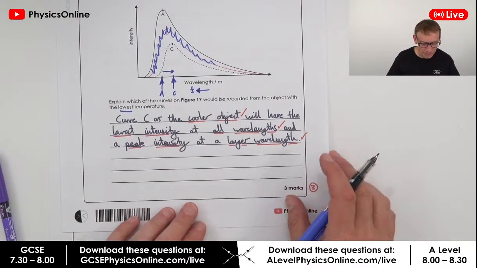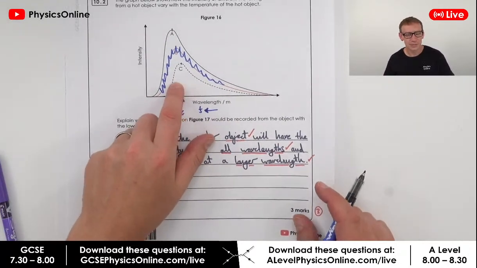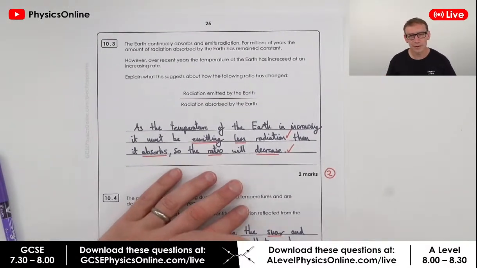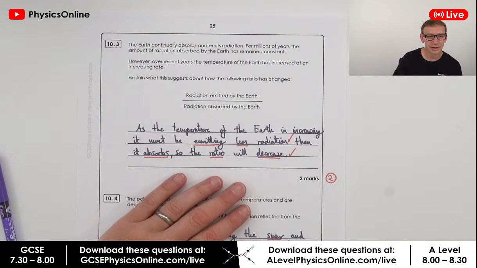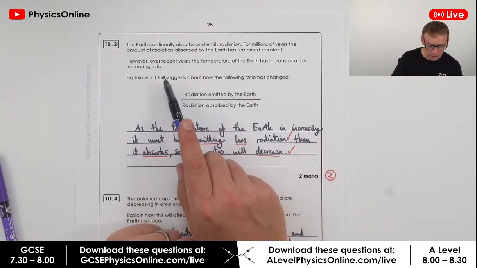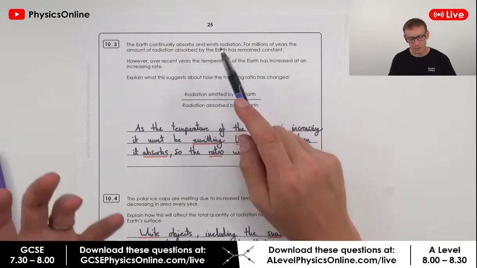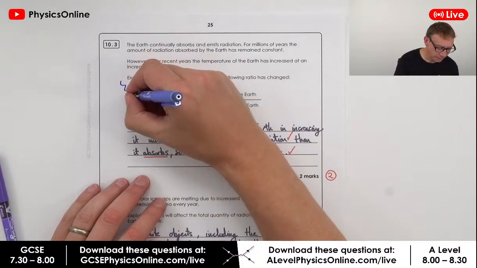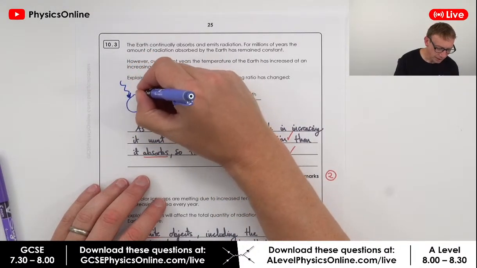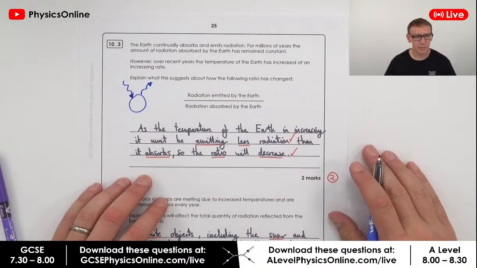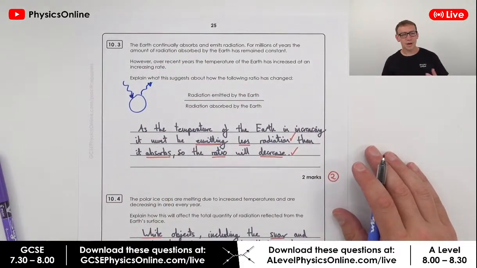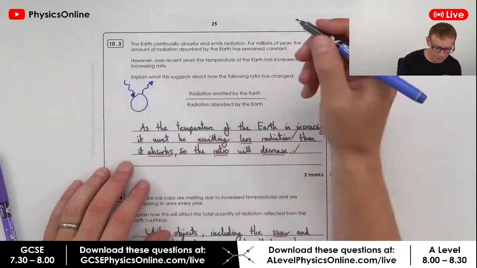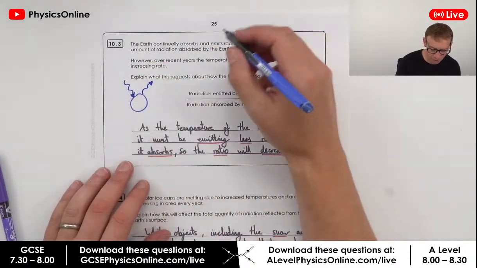Right, so curve C is the lowest temperature curve. The next question is just about ratios, which is kind of a more advanced question you might get in a GCSE paper. So the Earth continually absorbs and emits radiation. And basically, if this is the Earth, it's absorbed radiation from the Sun, and then it's emitted it at pretty much the same rate. But the temperature's now been increasing over recent years, and that means, what can we say about the intensity of the radiation emitted by the Earth?